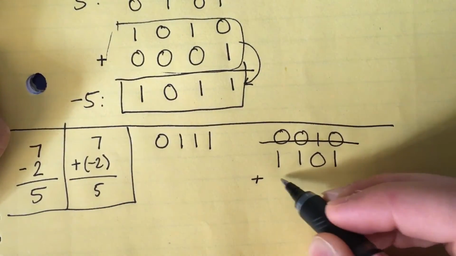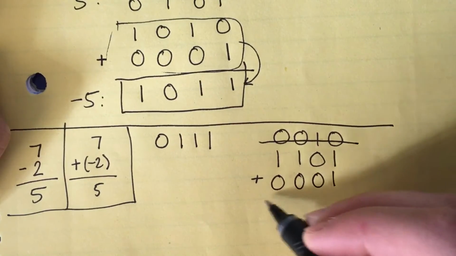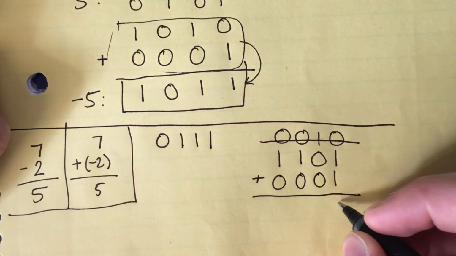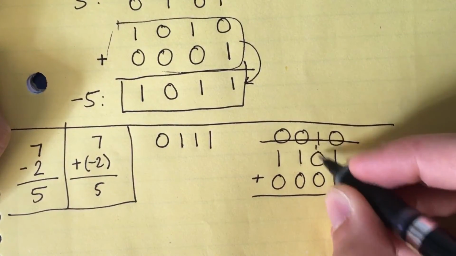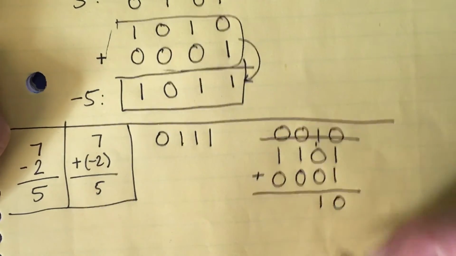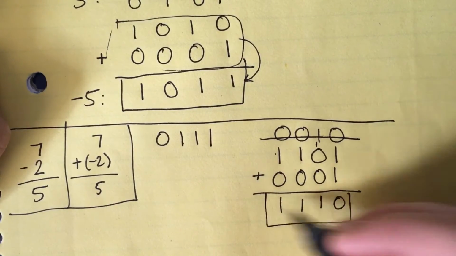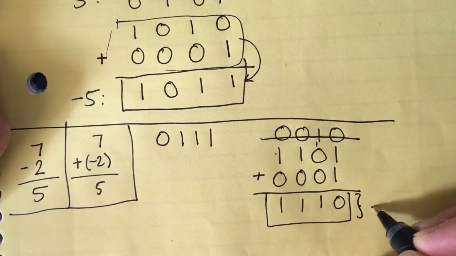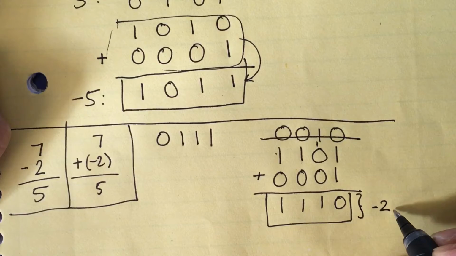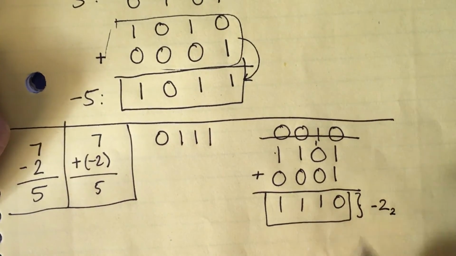Now we're going to add the number 1. 1 plus 1 in binary is 0. We carry a 1. 1 plus 0, that's 1. 1 plus 0, 1. 1 plus 0, 1. So this right here is negative 2 in binary. I could put a subscript 2, meaning it's in binary, but whatever.